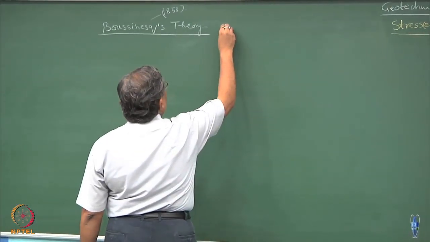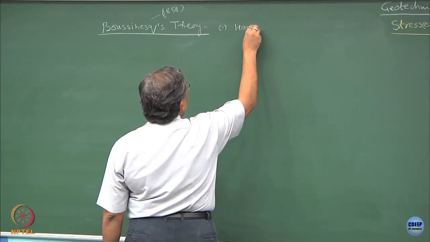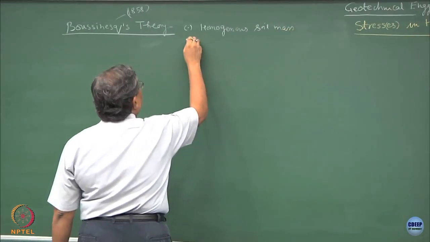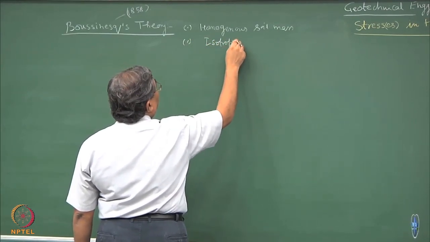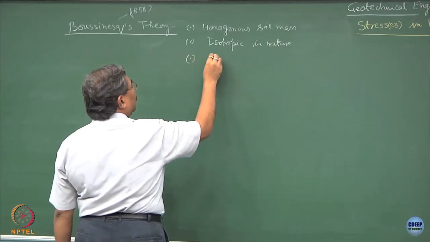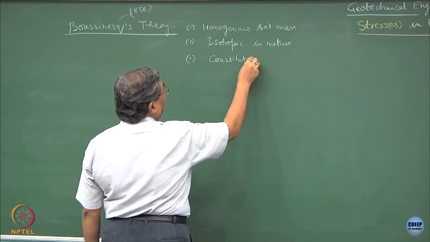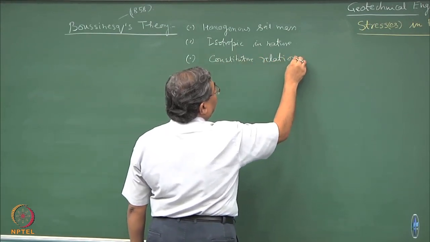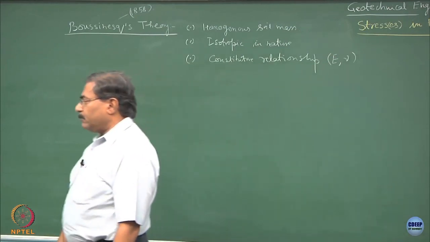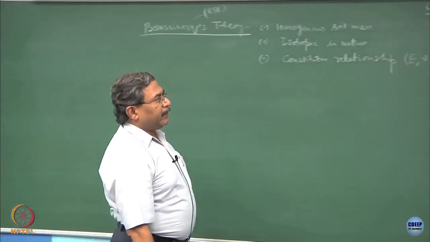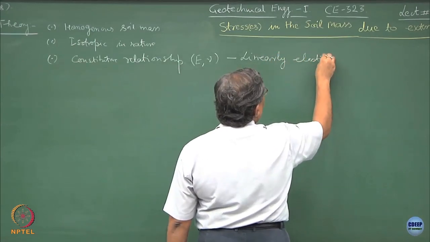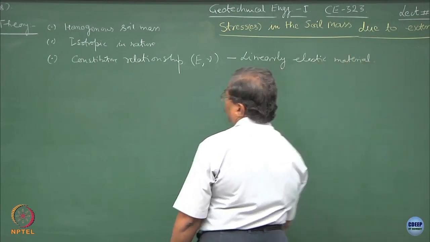What this theory states is that for homogeneous soil mass, which is isotropic in nature, which follows the constitutive relationship, that means elastic modulus is defined, Poisson's ratio is defined, and hence we are assuming the soil to be linearly elastic material. Okay.